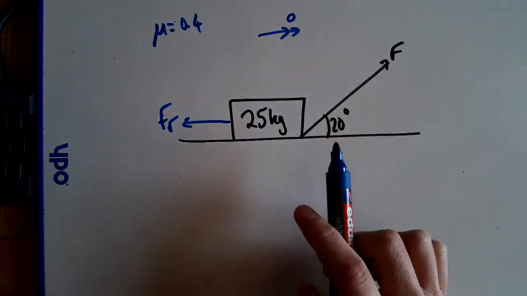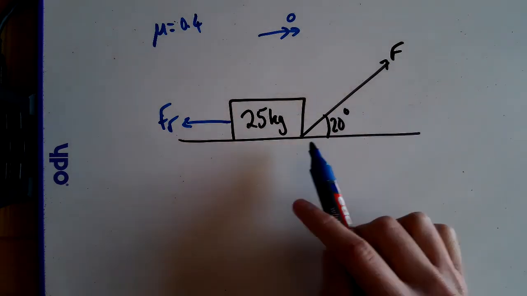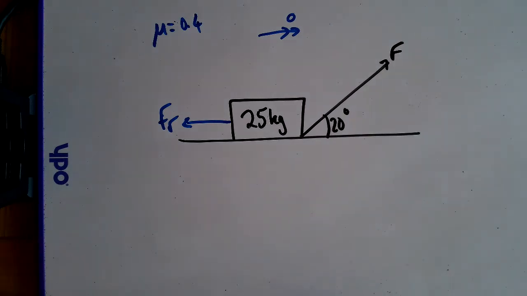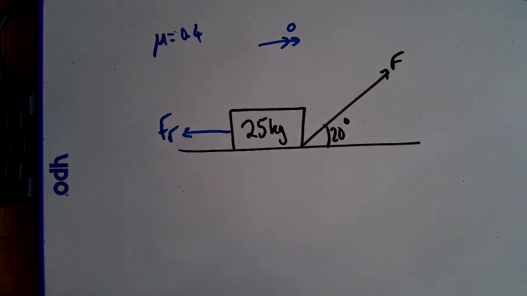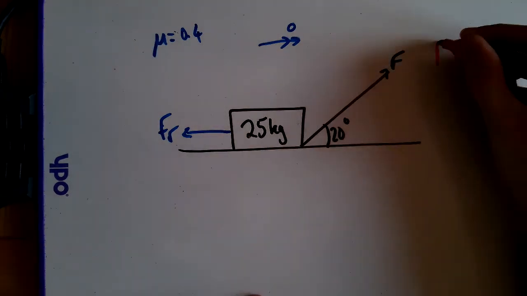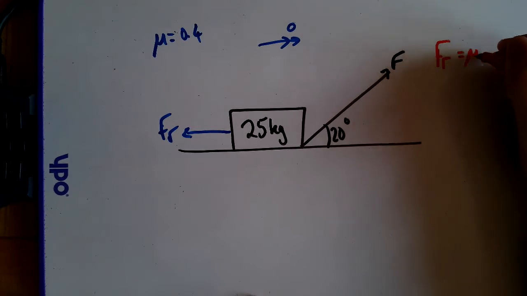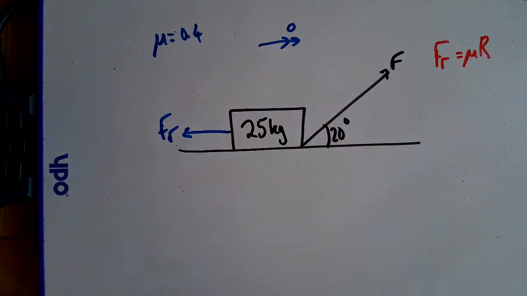And a force of F is pulling the block at an angle of 20 degrees to the horizontal. The block's at the point of sliding, so that's just another way of saying that it's limiting equilibrium. So friction is at its maximum. That means one equation we're going to use is friction equals mu R. And we need to find F.